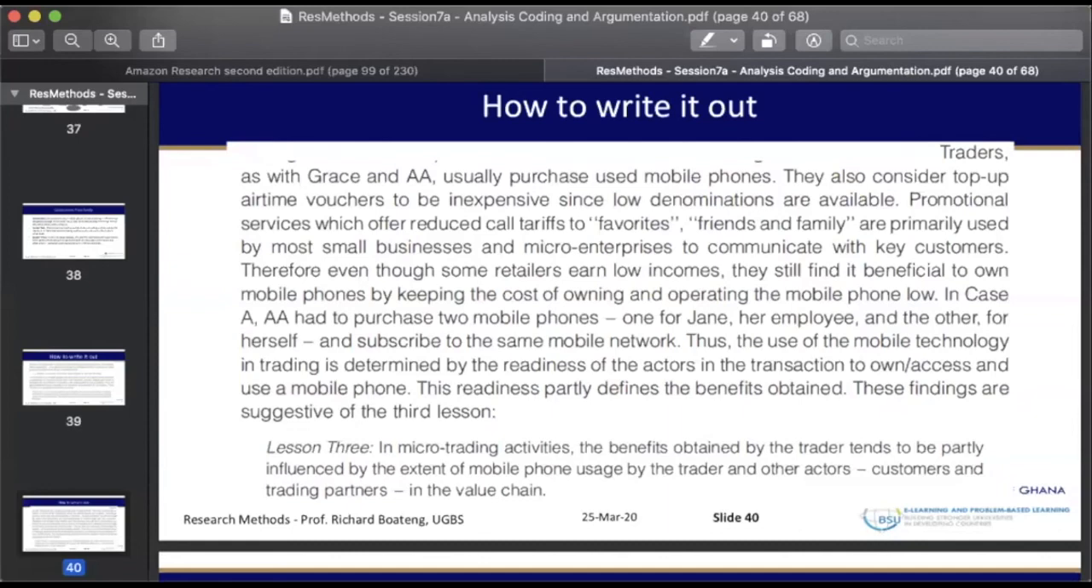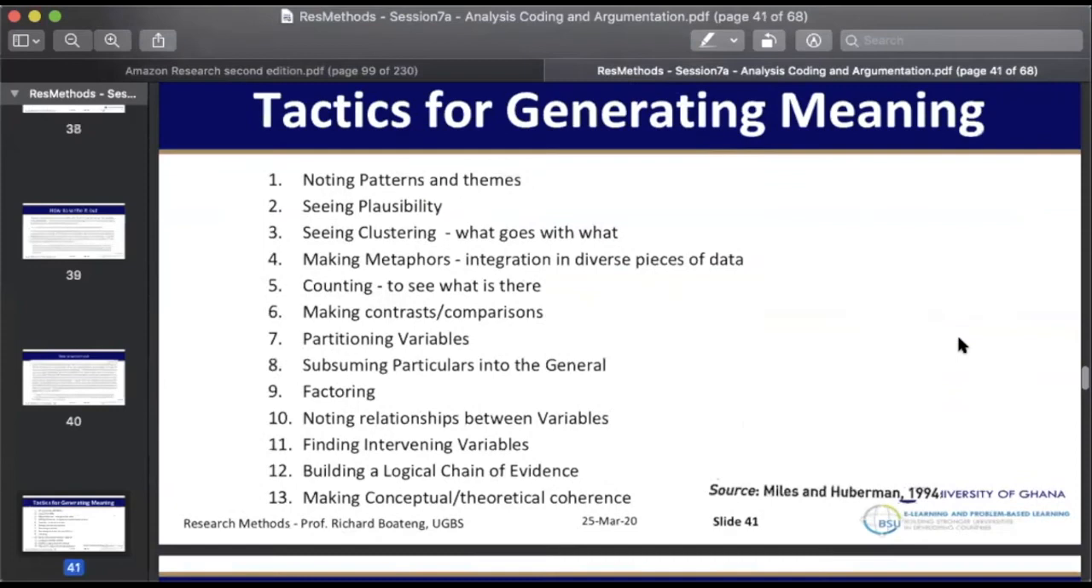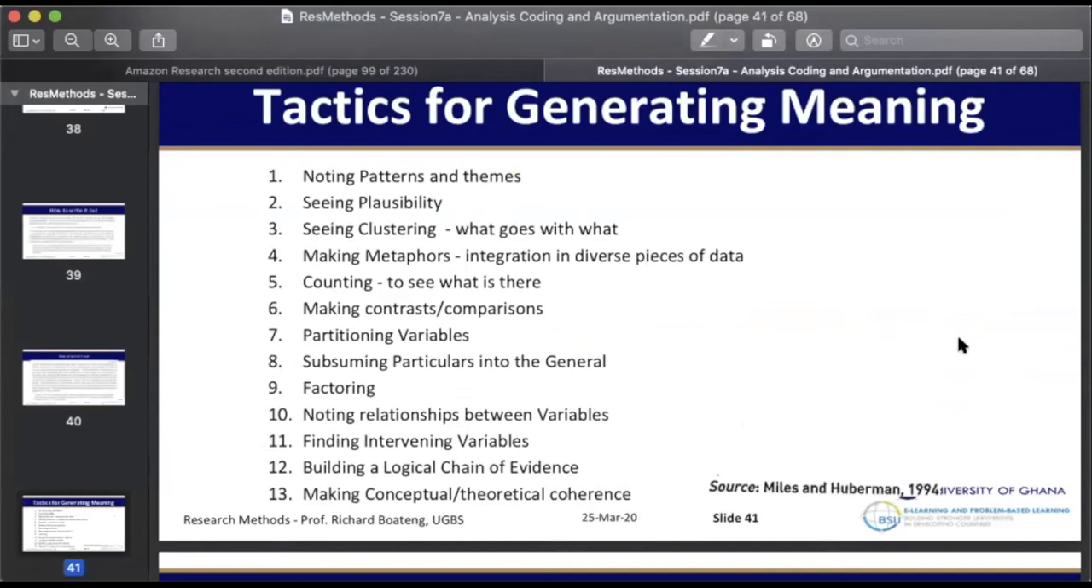Okay. So then, continuing from there, to be able to generate your conclusions, you have to note down patterns and themes in the data you have. See the plausibility of what's occurring. How does it occur? Is it true? Is it not just something that is spurious that's just happening? See what goes with what.